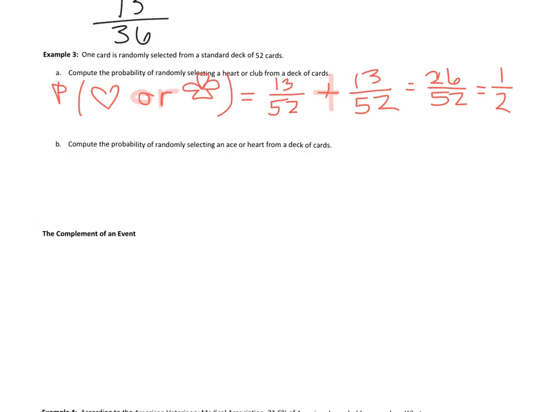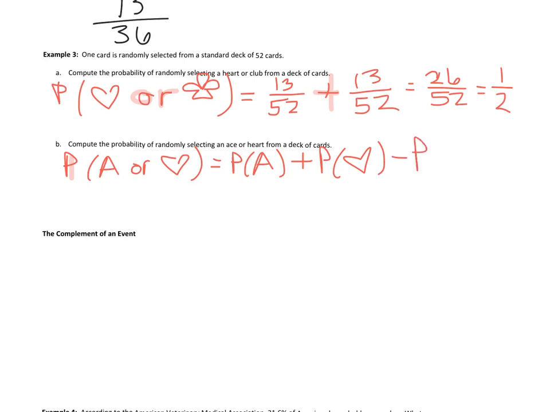All right, the next one's a little bit different. We want to compute the probability of randomly selecting an ace. So I'll write A for ace, or a heart. So again, or means plus, but now there's an overlap. There's an ace of hearts. So our rule starts off the same as before, but we don't want to count the common outcome twice. So we're going to subtract it once. We're going to subtract the probability of being an ace of hearts.